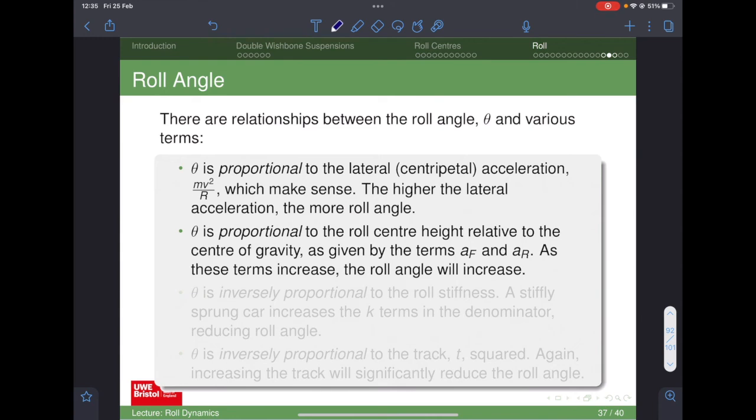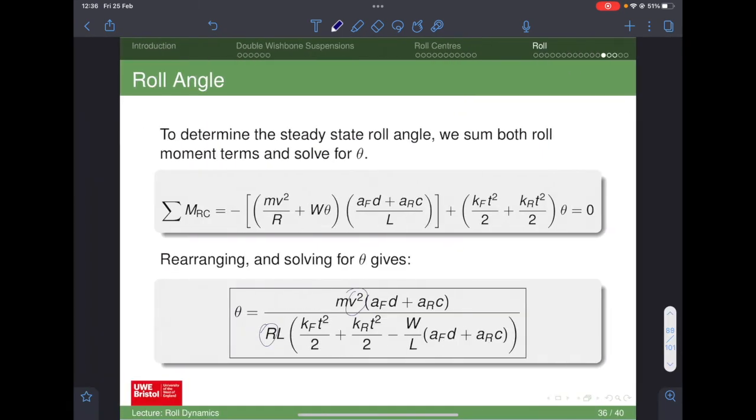The roll angle is directly proportional to the roll centre height relative to the centre of gravity, and that's the AFD plus ARC upon L terms. So that's in here, in two places. It's also down here. And you think, well, hold on, it's in the denominator, surely that will have an impact. But look, there's a minus sign, so that reduces the total value in the denominator. So again, directly proportional.